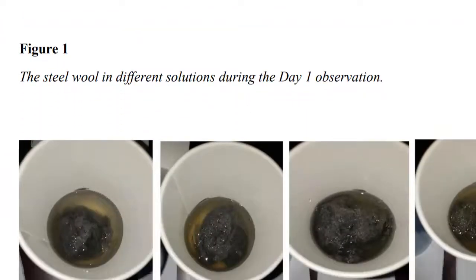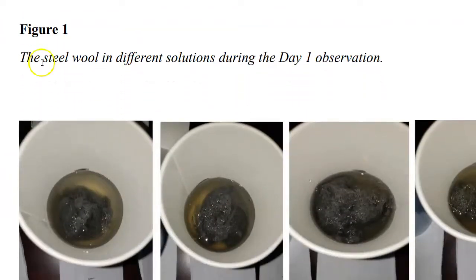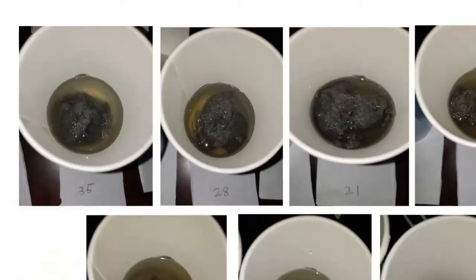All right, keep going. So now we have the first figure. Very simple, clear label, Figure 1, and a brief description that tells the reader what they're looking at. So in this case, it's the steel wool and different solutions during the day 1 observation. Then the images themselves.